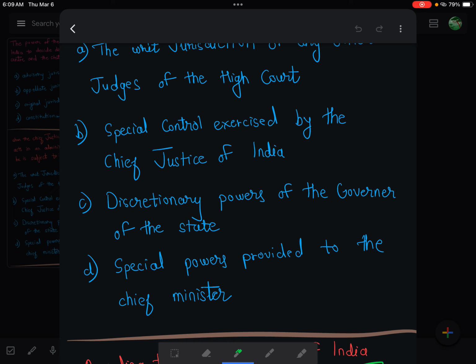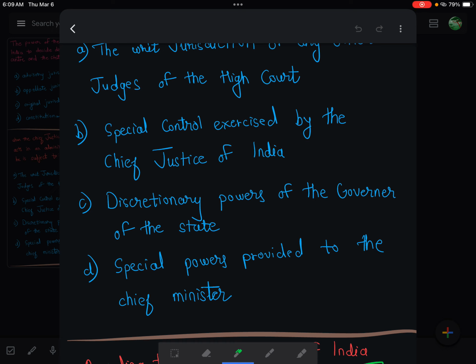Who is the Chief Justice of a High Court? Chief Justice of a High Court is the head judge of the state's High Court. He has both judicial powers and administrative powers. Judicial power means those powers which are related to court cases, and administrative power means those powers which are related to the courts and judges.